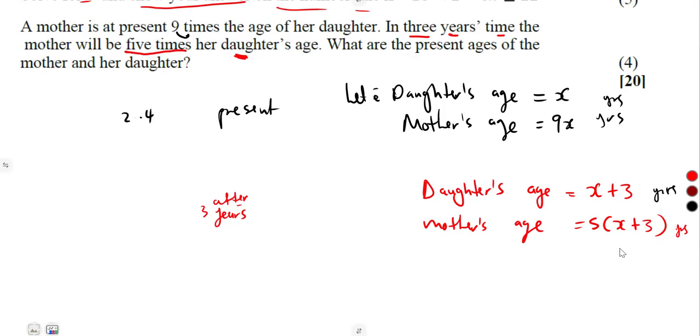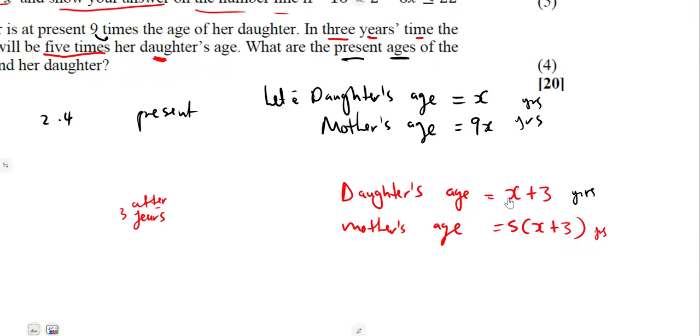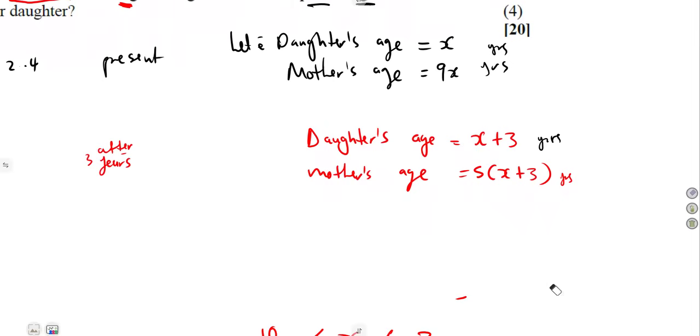3 years later. So the question was, what are the present ages of the mother and her daughter? The present ages are x and 9x. So if we can find x, then multiply it by 9, we've got the mother's age. So we must solve for x. But how is it possible now for us to solve for x in this situation? What can we take advantage of?